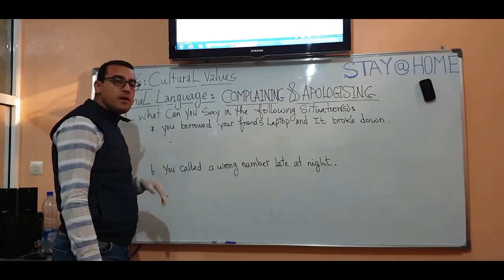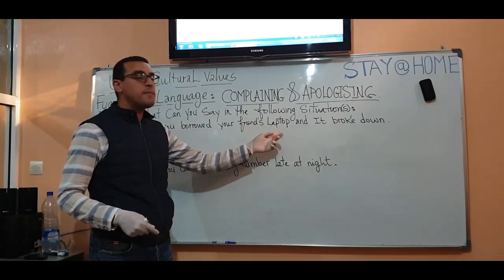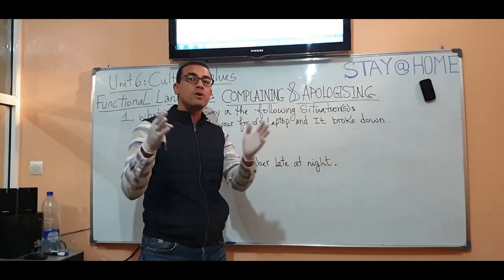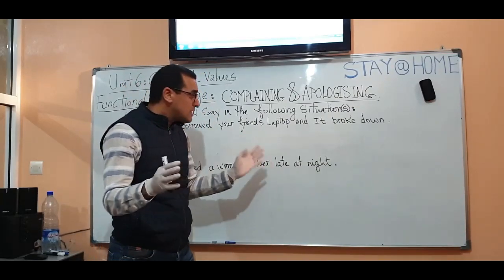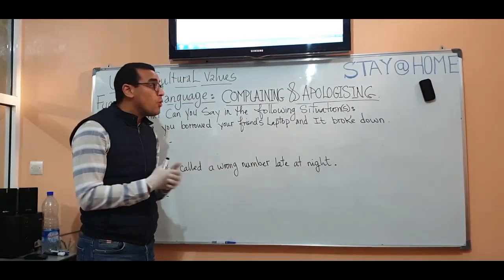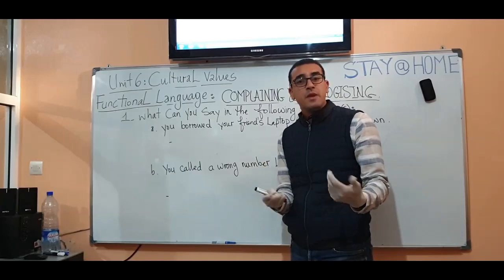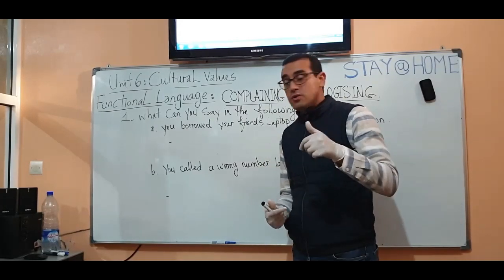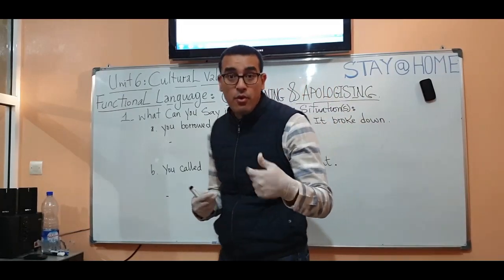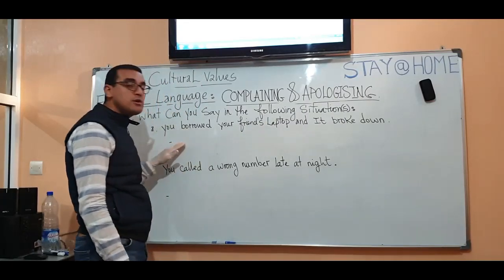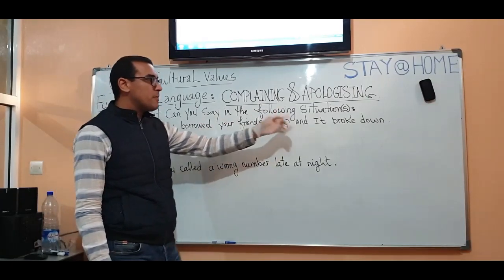Let's have a look at the first one. Let's imagine that you borrowed your friend's laptop and it broke down. You broke it down, okay? You were using your friend's laptop, and then all of a sudden it broke down and it stopped working. So what are you going to say in the following situation, and what are you going to tell your friend? So what do you think the function that we have here is? So here, as you can see, it is apologizing. You have to apologize for what happened. So what are you going to say, and how are you going to say it? So you borrowed your friend's laptop and it broke down.